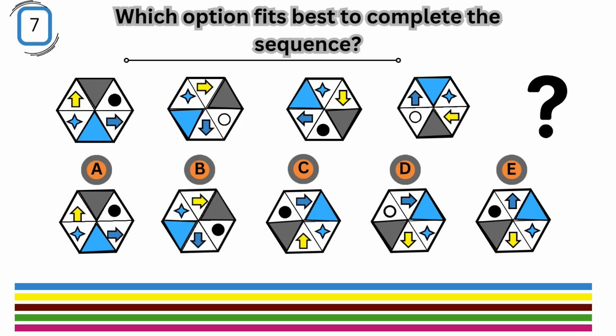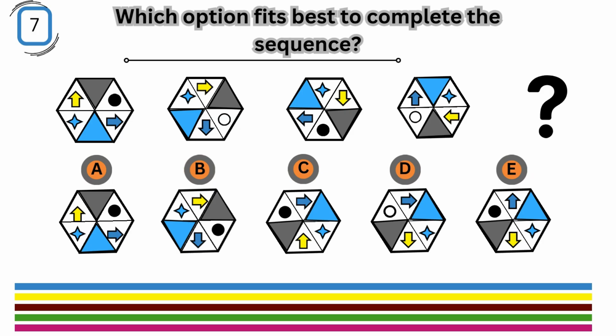All right, let's analyze the patterns. If we observe the hexagonal shapes, we notice that the shaded areas, which are blue and gray, rotate in a clockwise direction. The yellow arrow moves clockwise, and its pointing direction changes at each sequence. The blue arrow also moves clockwise and changes its pointing direction with each step. The star, too, moves in a clockwise direction and shifts its position at each sequence. Meanwhile, the circle also moves clockwise and changes color from black to white at each sequence.